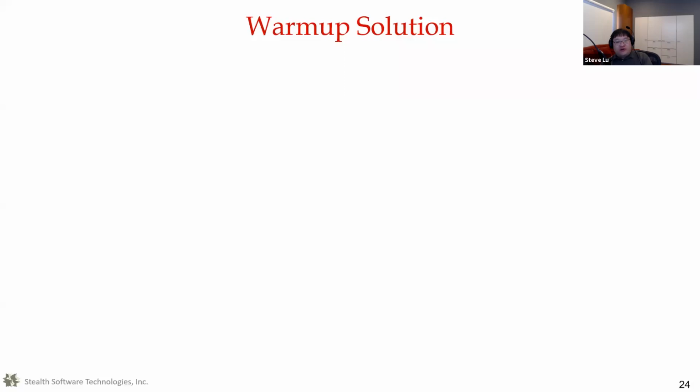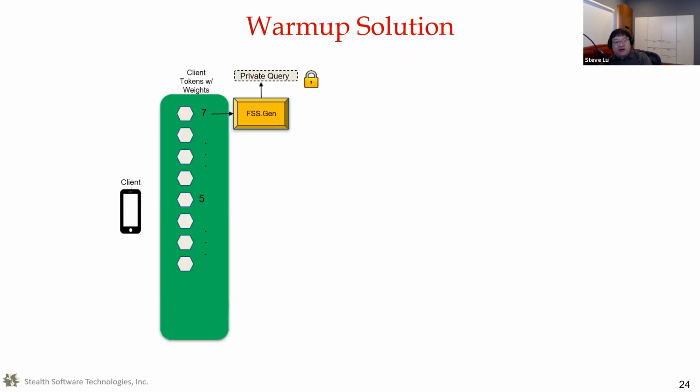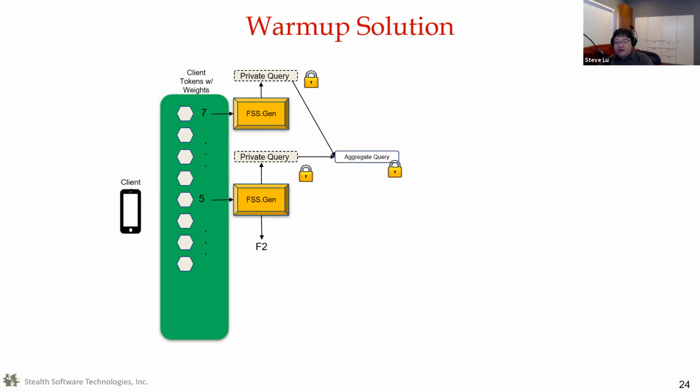So for tracing, the client performs this FSS key gen on all of their tokens, one on this token, one on this token, and they basically get a bunch of private queries. There's the F1s on top, and then the F2s on the bottom. These come together to form an aggregate query. It's not anything special, it's just the list of all the F1s. And then the F2s all go to server 2.